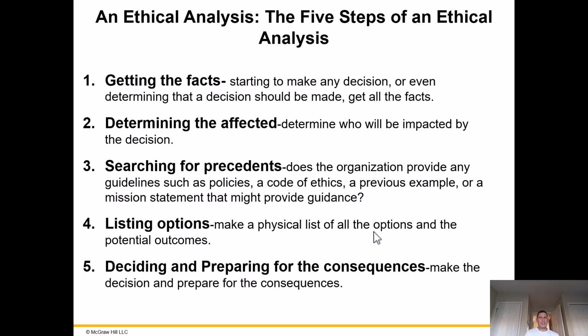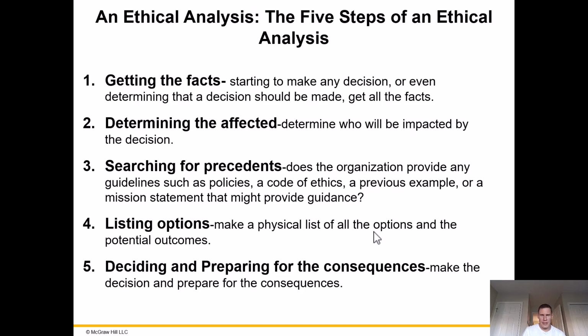So let's take a look at the 5 steps of an ethical analysis. So number one is getting the facts. Before starting to make any decision, or even determining that a decision should be made, let's get all the facts. Number two, determining the affected. Let's determine who will be impacted by the decision.